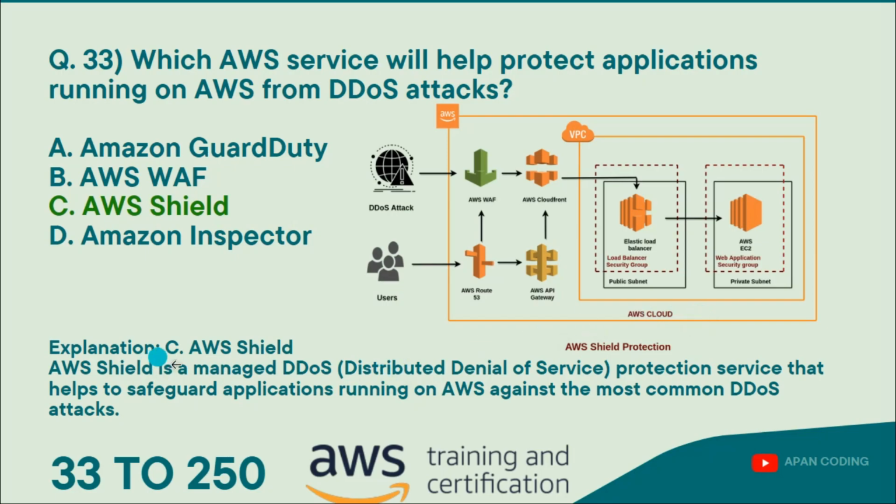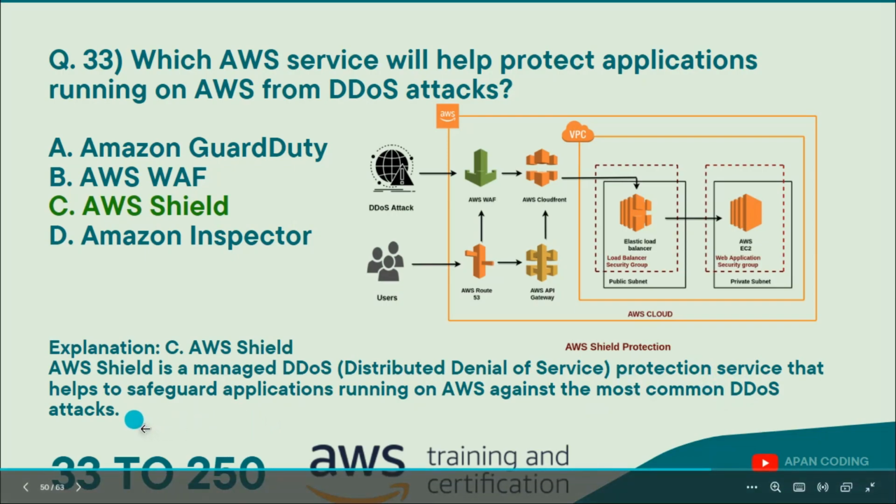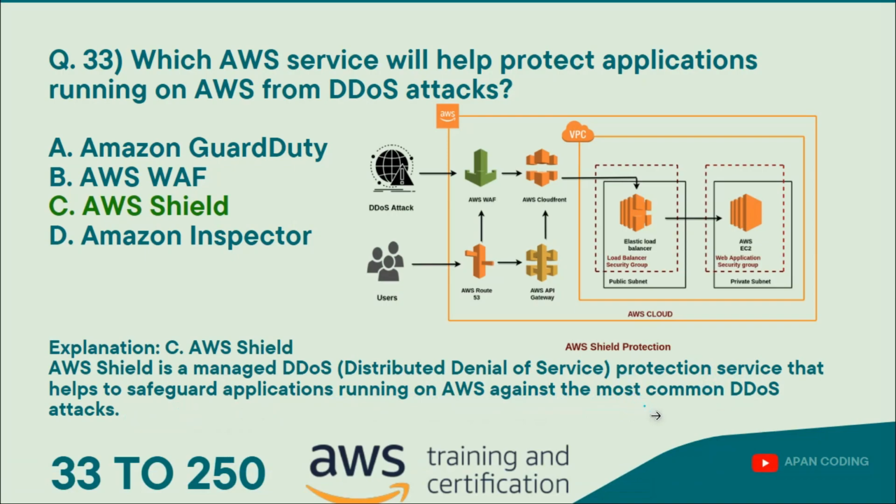The explanation is here, friends. AWS Shield is a managed DDoS, distributed denial of service, protection service that helps safeguard applications running on AWS against the most common DDoS attacks. You know very well, friends, a DDoS attack means multiple traffic continuously comes to your application servers without any purpose. It means a hacker attacks the system and wants to slow the computer system. AWS Shield will protect your application very well.